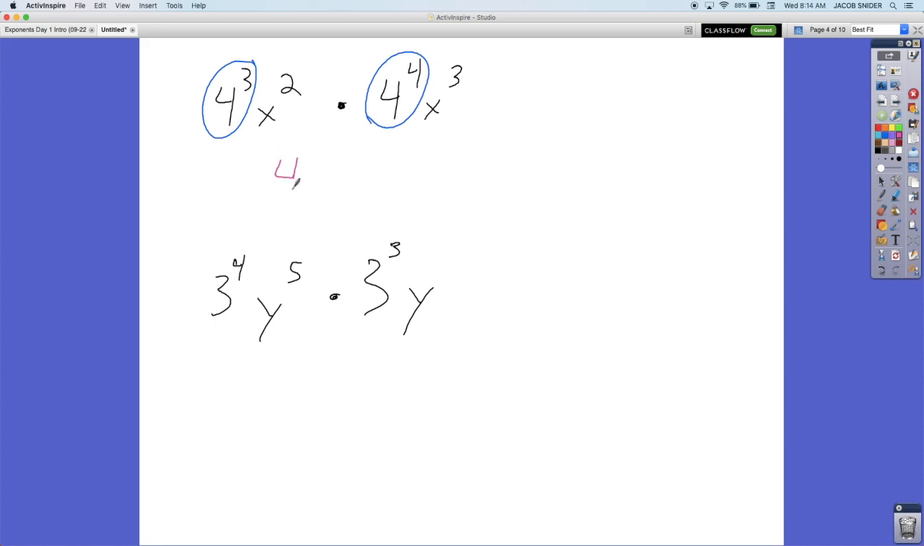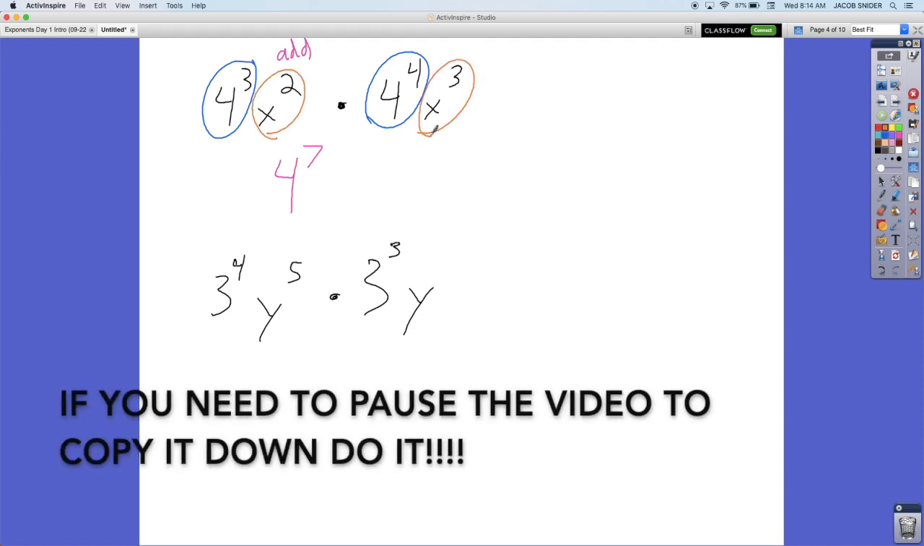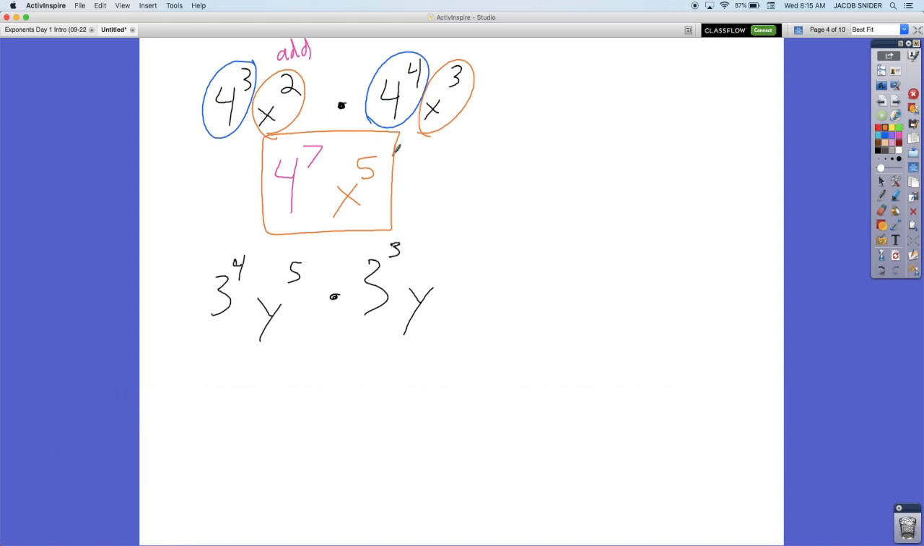So I'm going to go 4. Same idea. They're being multiplied, so let's add my exponents. So 3 plus 4 is 7. Okay, now let's take the next part that looks alike. So I have x squared and x to the third. But they're still being multiplied, so the base stays the same. Let's add my exponents. So I got 2 plus 3 equals 5. There's my new answer, guys. Okay, you kind of see how that works?